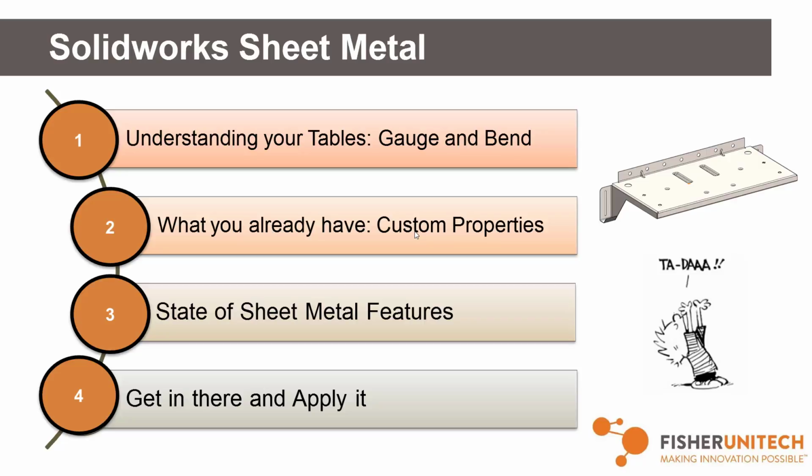But this is going to be our agenda for the night. Going to start off by talking about those tables, understanding them, knowing that there's a difference between gauge tables and bend tables. Those are two things that can be distinctly different. And then we'll take a look at some things that you already have access to as your custom properties. There's some pretty cool things in there that you can actually get information from. And then we'll jump into the state of sheet metal features. Since this is going to be basics, I'm just going to start from the very beginning with what these features are and how they can be used. And then from there, we're actually going to do a demo of it. So you can see how they're used and some implications of the features, the different options you've got.